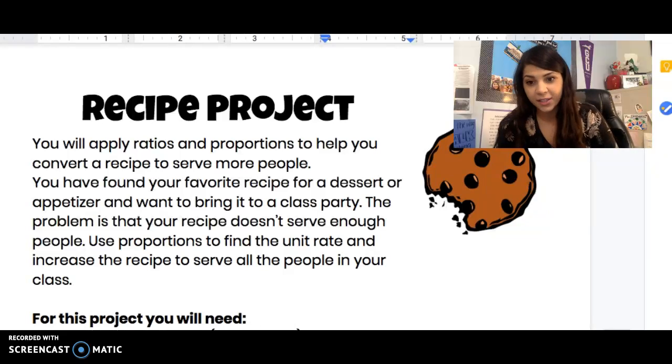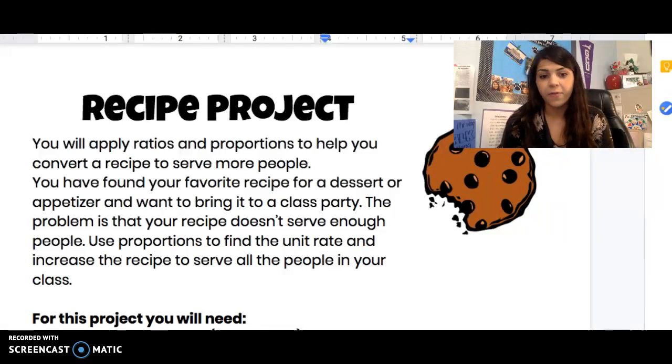So yesterday, if you clicked on the link I posted in Google Classroom or on my YouTube video, I showed you guys how to find the unit rate of your recipes. And what we're going to do with that unit rate is turn it into our class rate. So here's what I did.